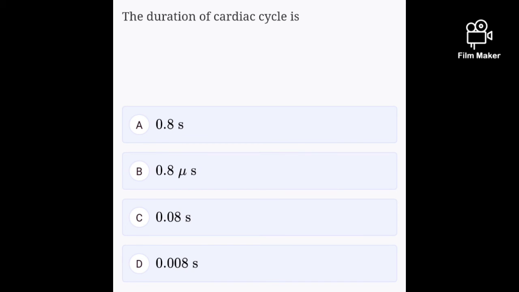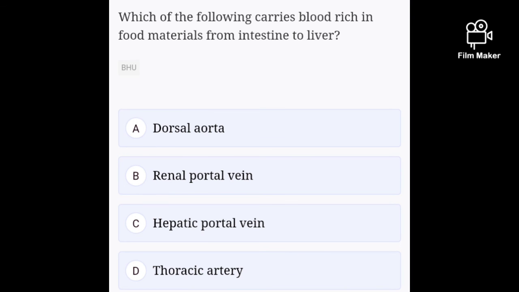The duration of cardiac cycle is option A, 0.8 seconds, option B 0.8 microseconds, option C 0.08 seconds, option D 0.008 seconds. The sequence of events which takes place during the completion of one heartbeat is called cardiac cycle. The duration of cardiac cycle is about 0.8 seconds. Thus option A is the right answer for this question. Okay, let's see our next question.